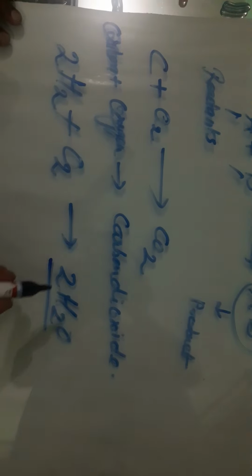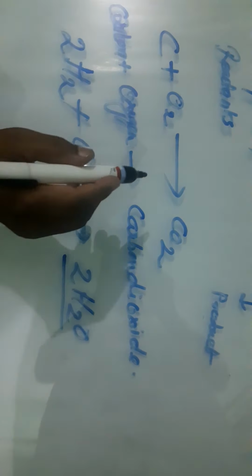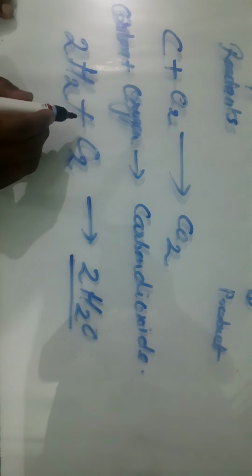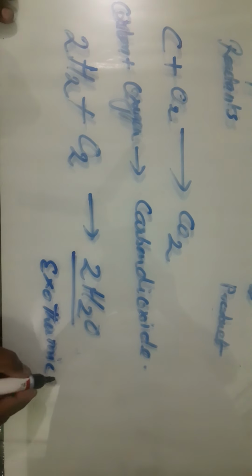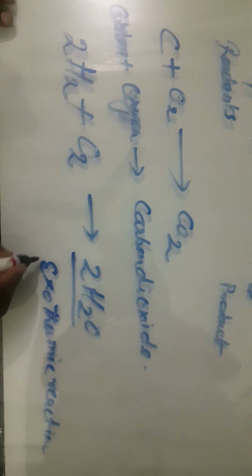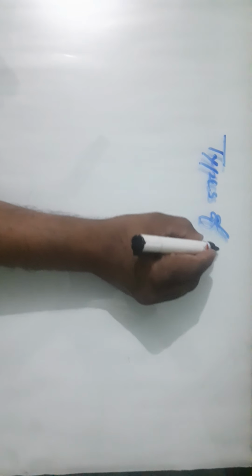So here we can see this type of reaction is usually also known as the reactions that require heat, so these are the endothermic reactions, exothermic reactions. Types of combination reaction.